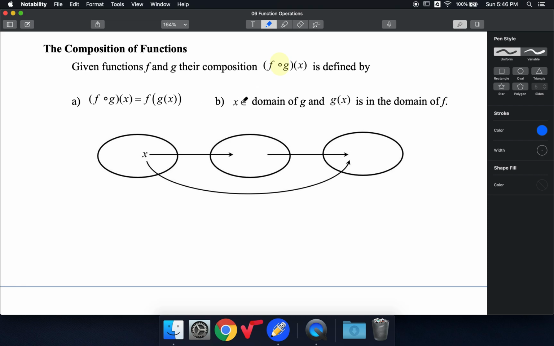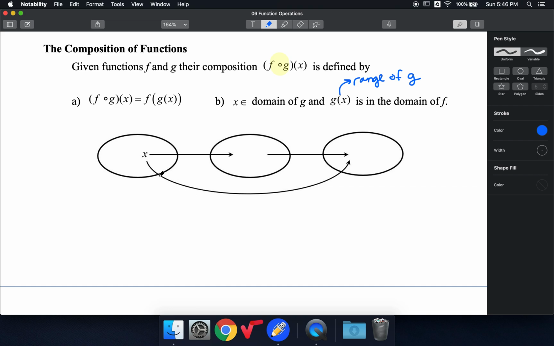So x is an element of the domain of g. I put all my x's into g. Whatever comes out, that's what I put into f. So x is an element of the domain of g, and the output, the range of g, because remember g of x is like the y values. So the range of g is the domain of f.